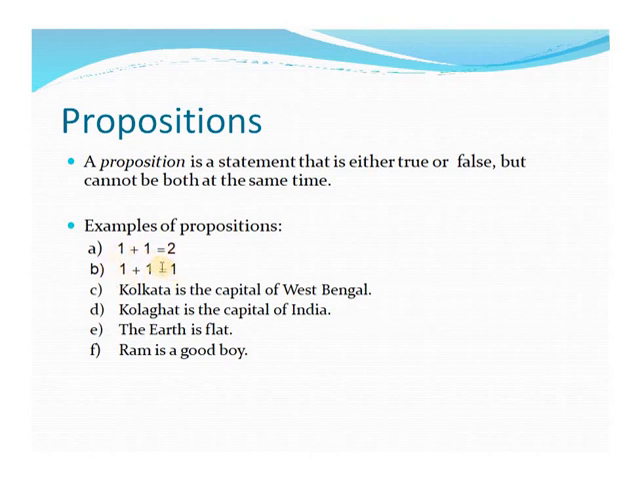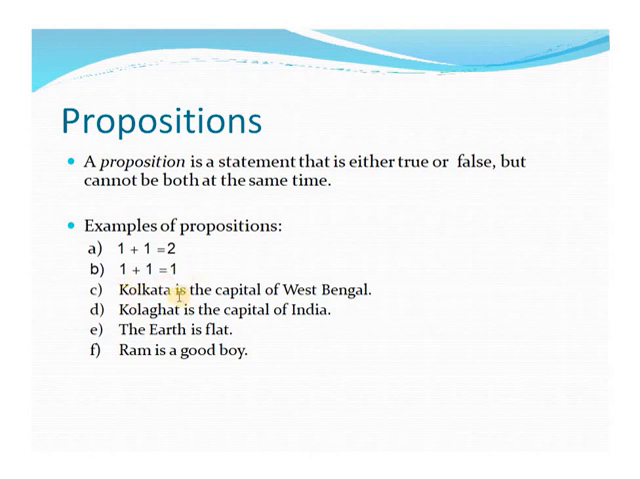The second one, is it a proposition? 1 plus 1 is equal to 1. So this is a statement that has a truth value, and it has a definite truth value. And what is the truth value? It is false. So we can say that this is a proposition, because we said a proposition is a statement which is either true or false. So it can be true, it can be false, but it cannot be true and false both at the same time.